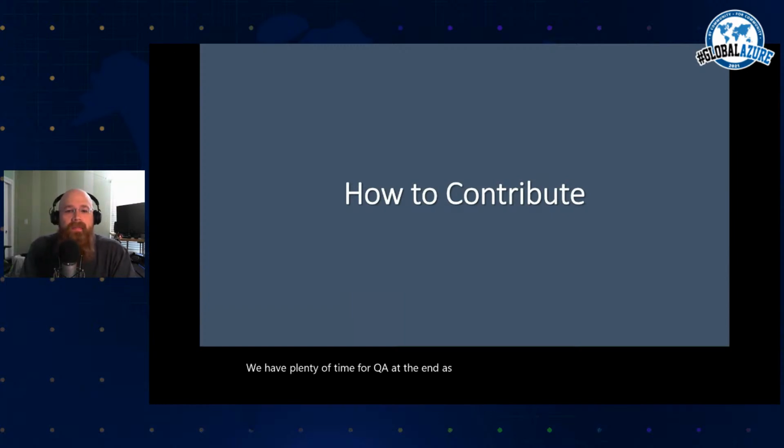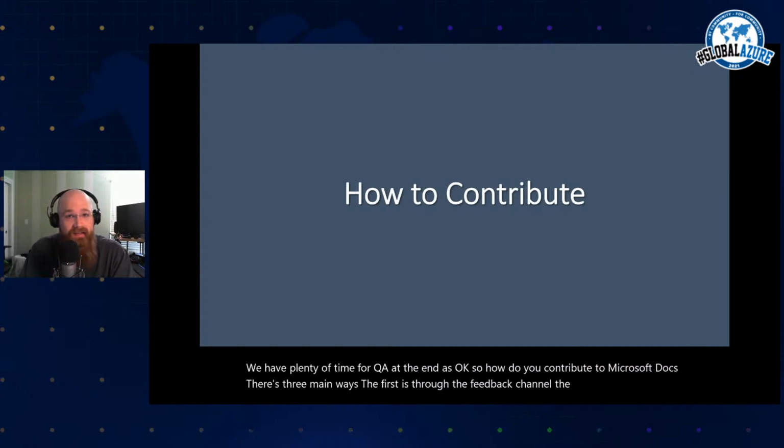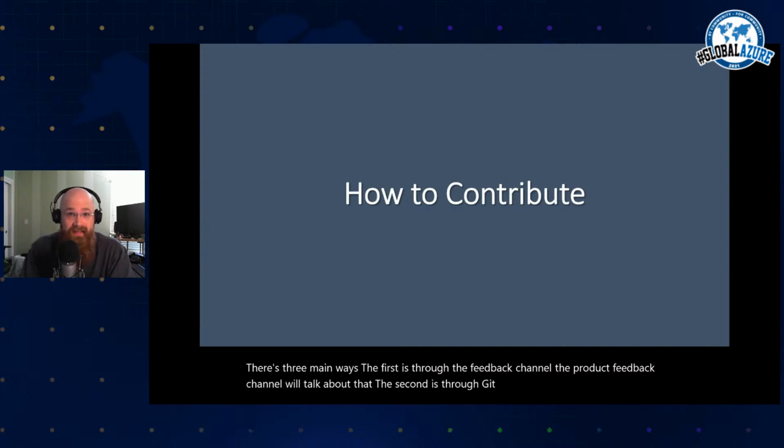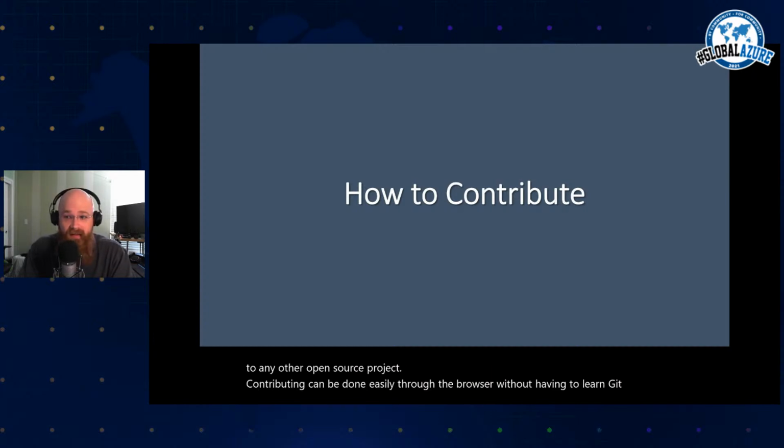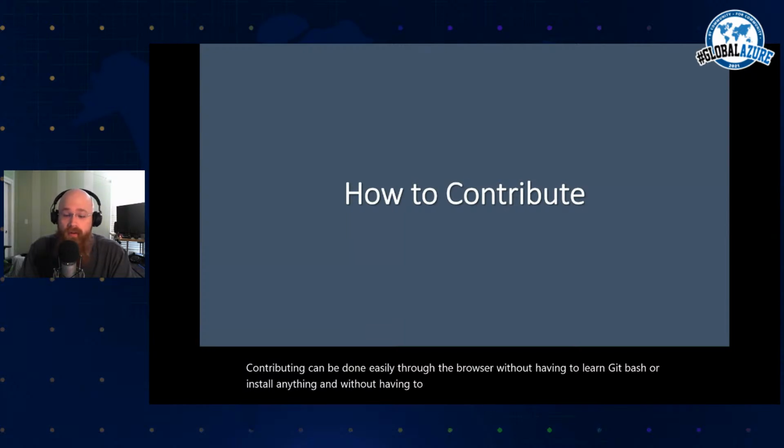Okay, so how do you contribute to Microsoft Docs? There's three main ways. The first is through the feedback channel, the product feedback channel. We'll talk about that. The second is through Git issues. And since this whole thing is still inside GitHub, you can create a pull request yourself, just as if you were contributing to any other open source project. Contributing can be done easily through the browser without having to learn Git Bash or install anything, and without having to know what a fork or a clone or a push or a pull is. If you already work with Git or GitHub and you're familiar with pull requests and have remote repositories, you can do that. And later, we'll talk about how this process works behind the scenes.